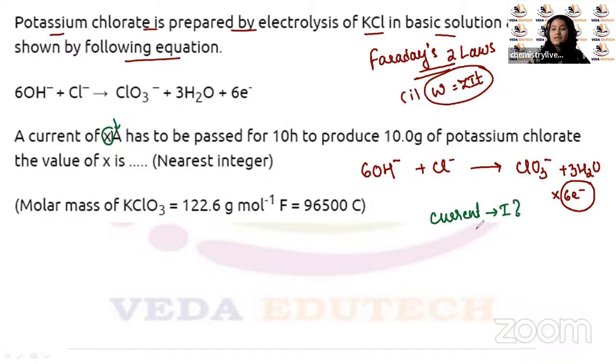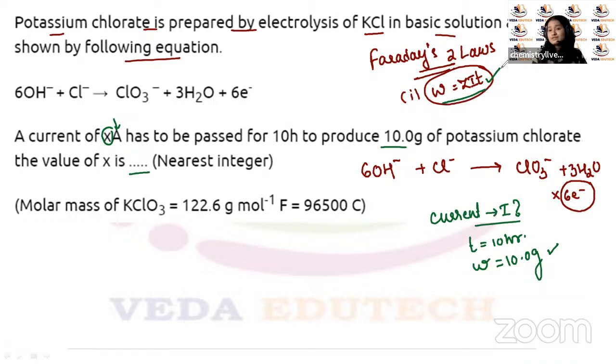That is, I is being asked to you, has to be passed for 10 hours. The time is given to you as 10 hours to produce 10 grams. So the amount of substance that is being produced is also given to us. So we are being given W, that is 10 grams. And the value of X is asked to us, molar mass is given to us, Faraday is given to us.